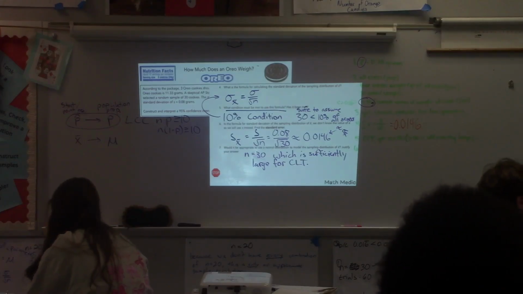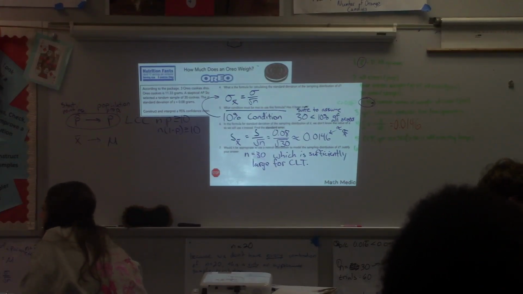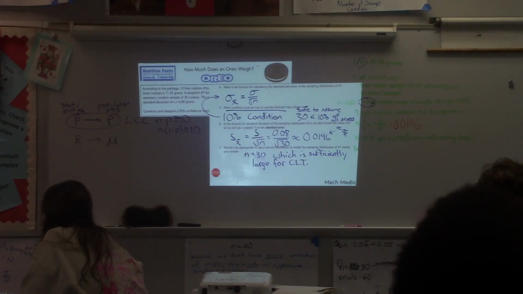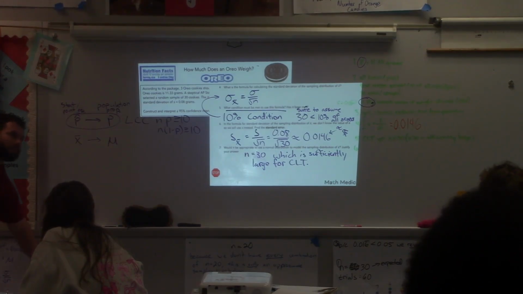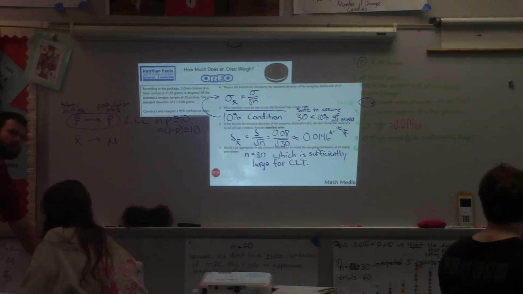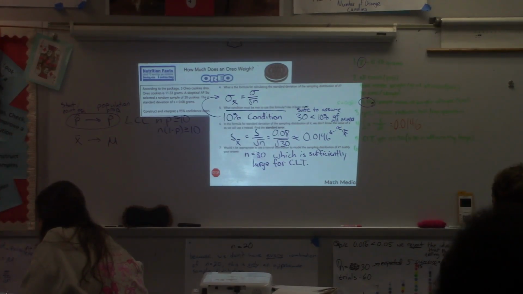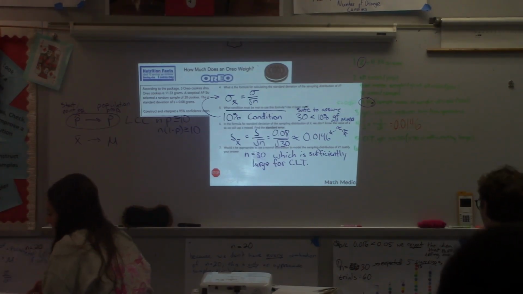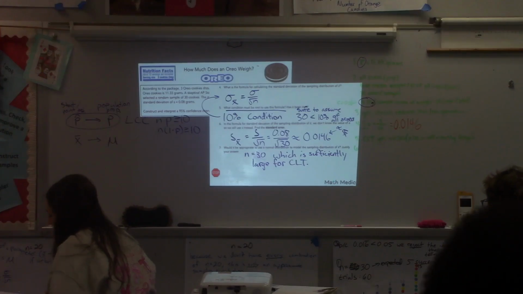So remember how we had our pennies? And with those pennies, that was a very skewed distribution. But when my sample size got large enough, was the sampling distribution still skewed? No, it was approximately normal. Okay, so remember, if it was already normal though, you don't have to worry about the central limit theorem.